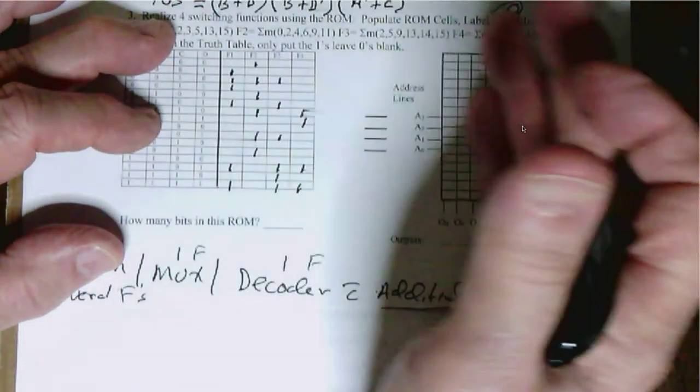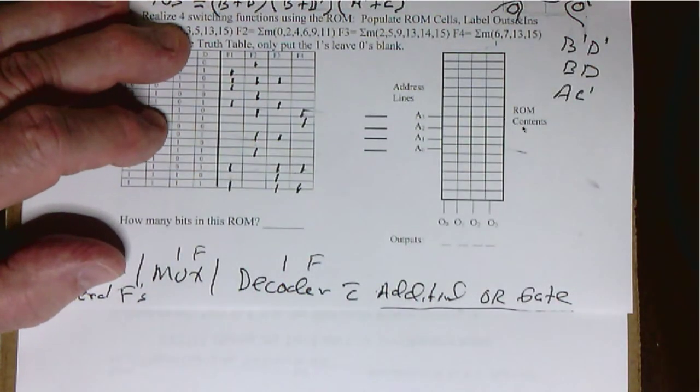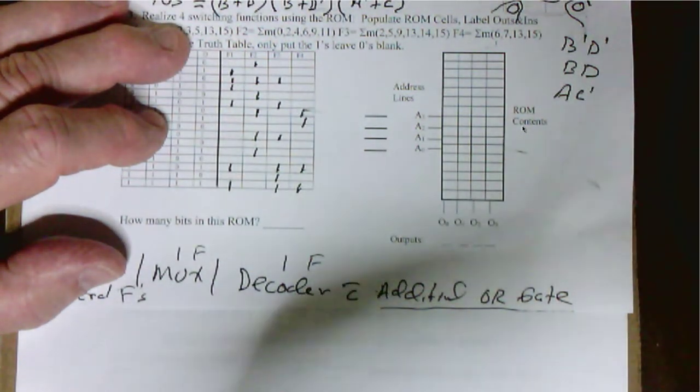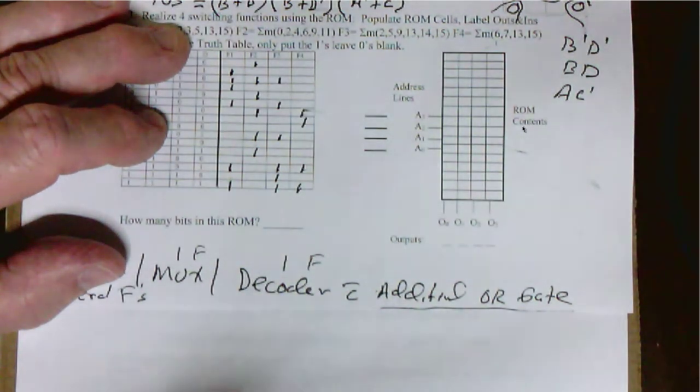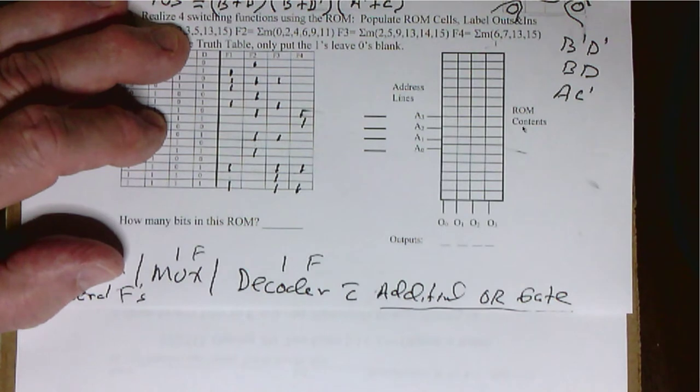Now you could put the zeros in if you want. I don't care. I prefer that you just put the ones in because it just gets real cluttered if you put in the zeros too. But of course, if the box is blank, it's a zero, okay? And if you had don't cares, you'd put in the don't cares. That'd be fine too. And in the case of a ROM, the don't cares really don't matter.